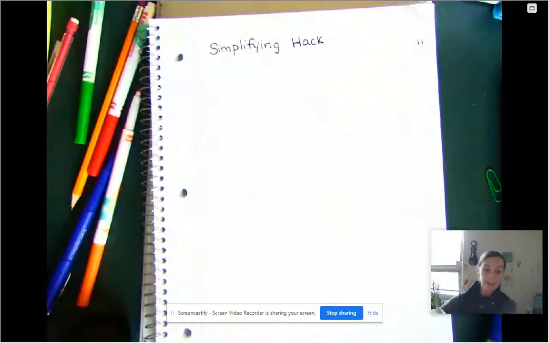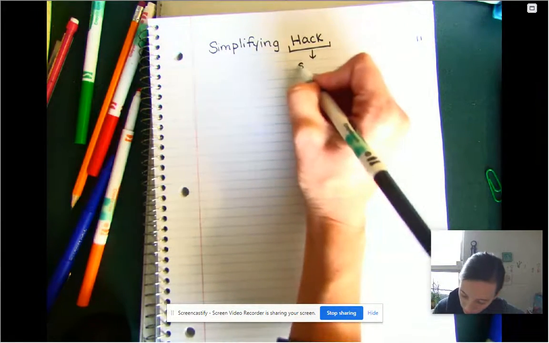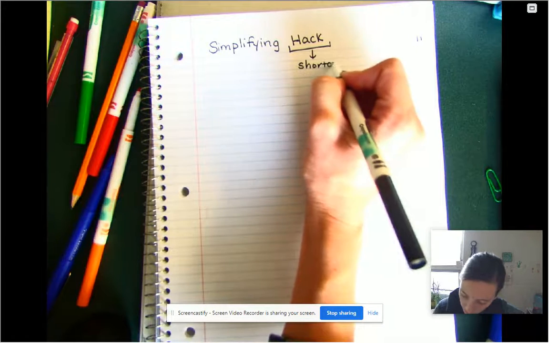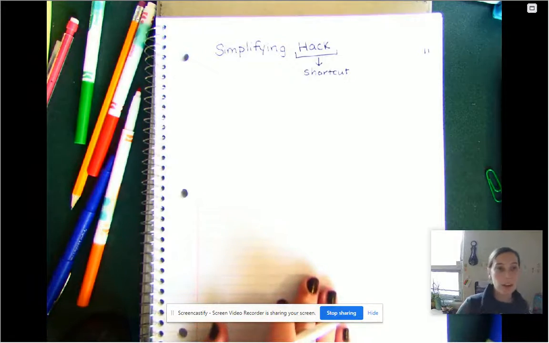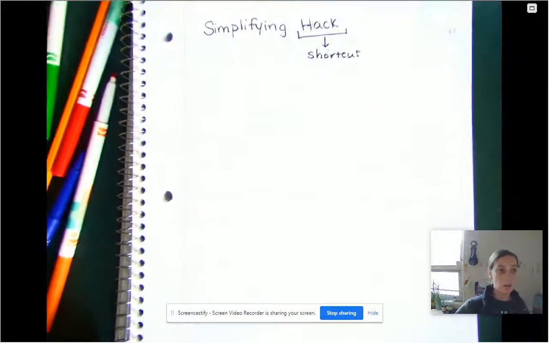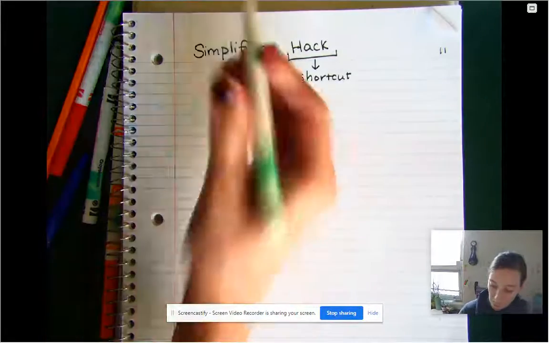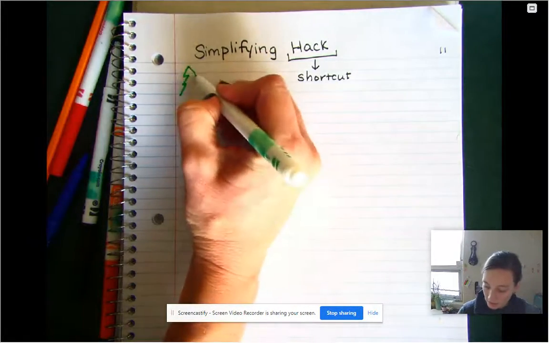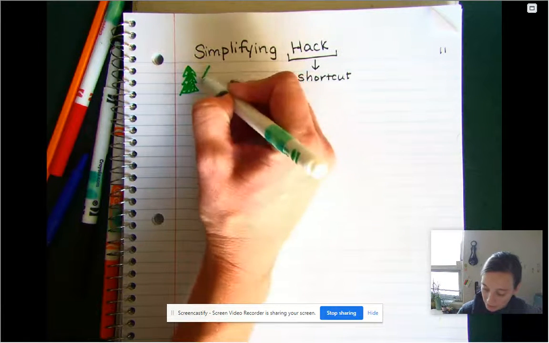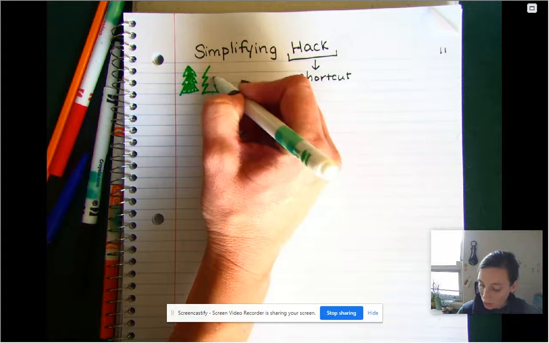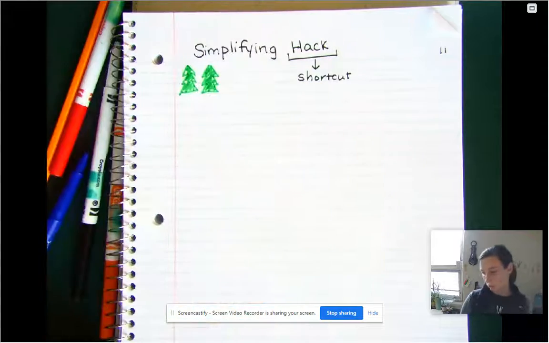So a hack is a shortcut, which in the days when kids used to walk all sorts of places, they might figure out that there was a shortcut to walking from one place to another if they cut through the woods. And so they could walk less if they walked through the woods. Now, the downside of this is you've got to know your way through the woods, or you get lost and then no one knows where to find you.